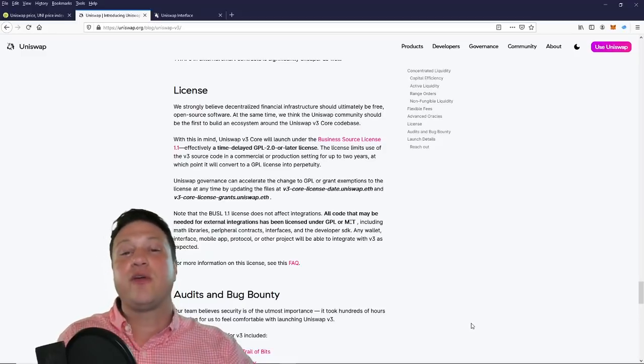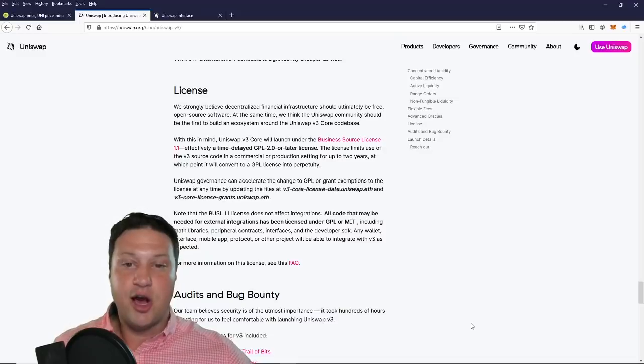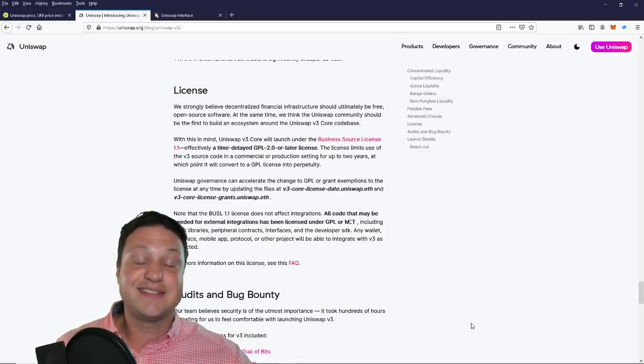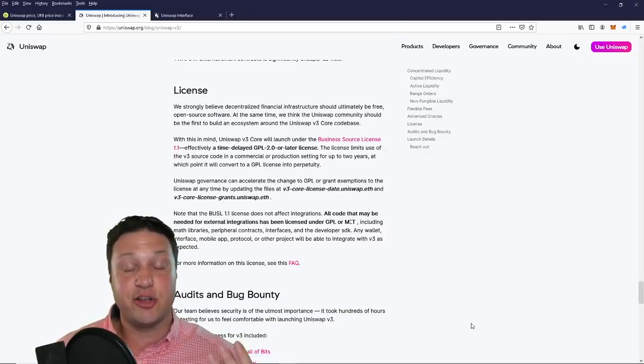Now, when you look at all of these V3 upgrades across the board, it's definitely obvious that they're targeting liquidity providers. And these decentralized exchanges are only as good as the liquidity they have. So the fact that they're making efforts to make it more attractive to provide liquidity is great to the long-term success of Uniswap. But what about the actual swap app?